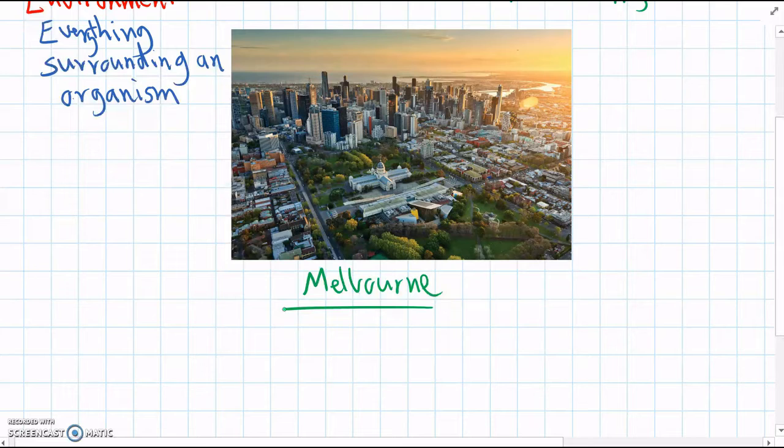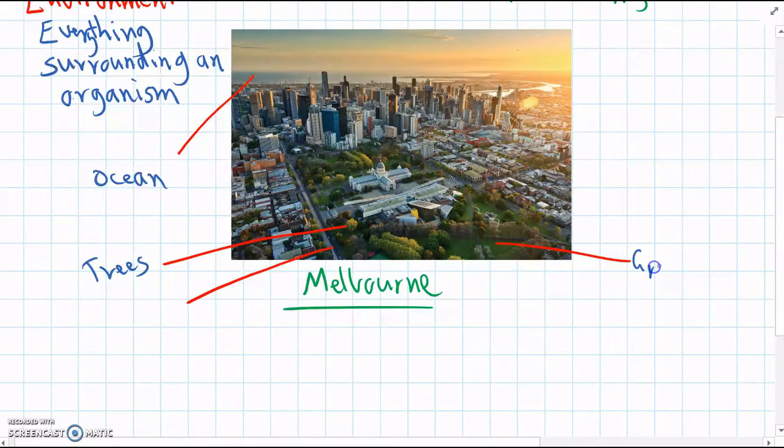And in an environment, we can look at all the different features that are surrounding the living things. So we can see there is the ocean, and we have trees and grass. And if we could look in that closely, we can see there are people. So we have trees, grass, and people.